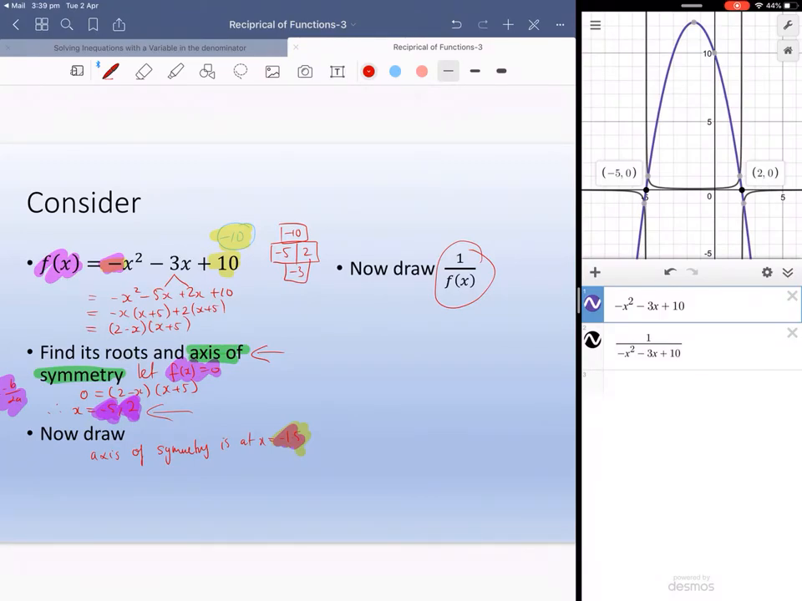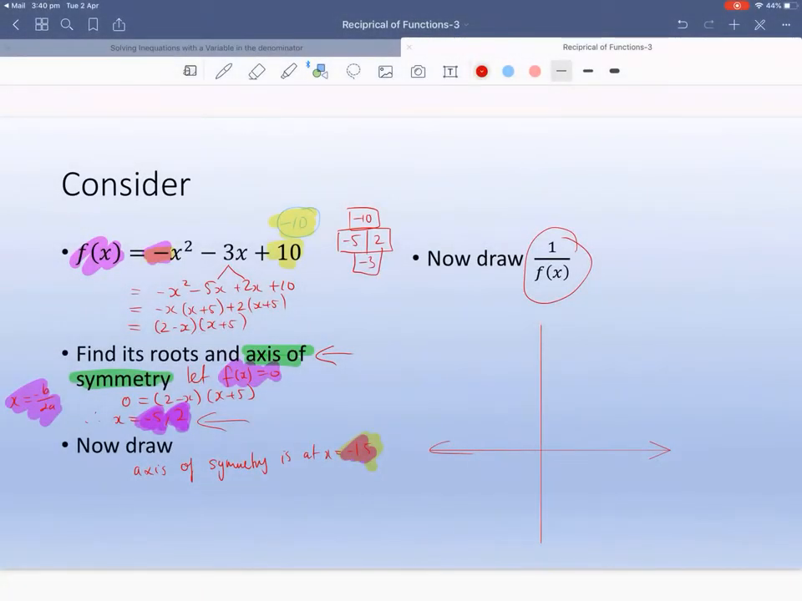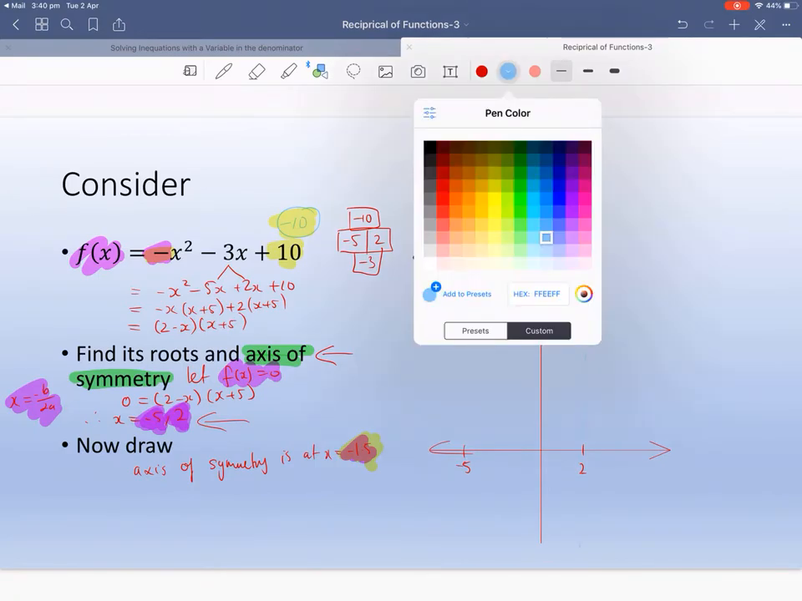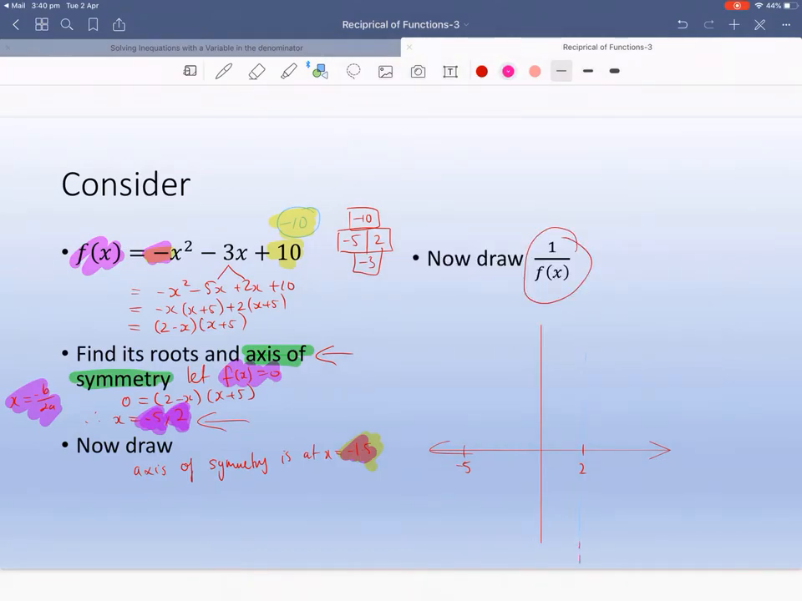So what we're going to do is just do a quick drawing of it. I've got it on Desmos, but I'm going to do a quick drawing here. I'm going to put Desmos aside for the moment, so give me more space. So I know that at minus 5 and 2, there are what we call these asymptotes. I probably should have chosen a different color. That's not very clear, so let's go with that. So we've got an asymptote here and an asymptote here.